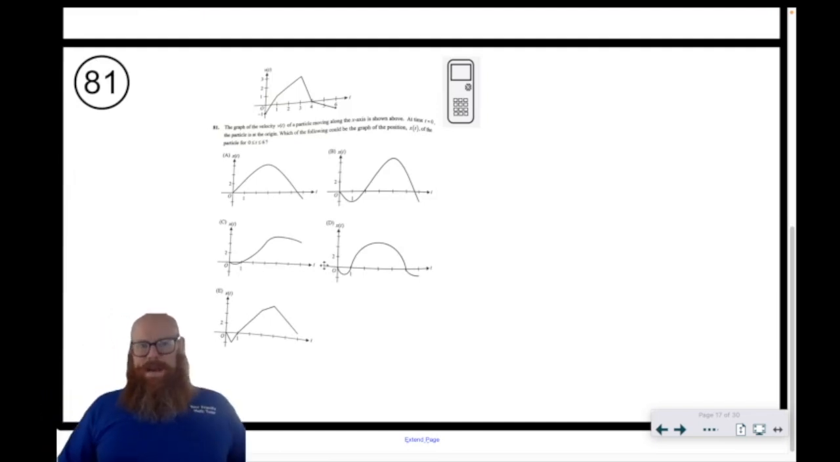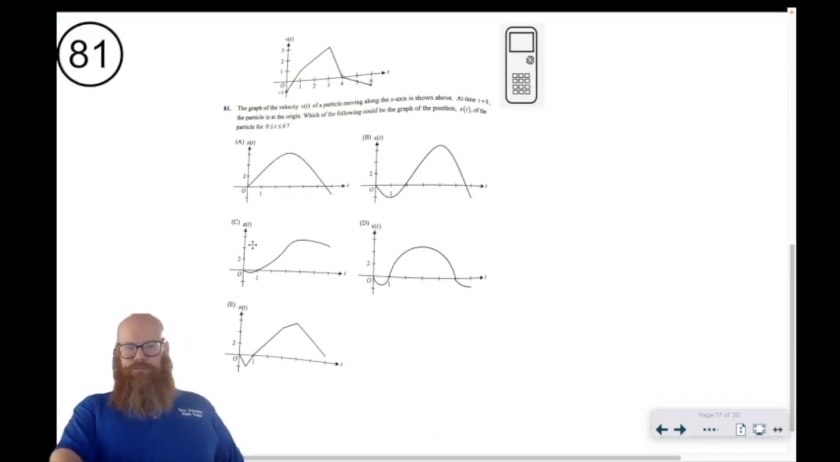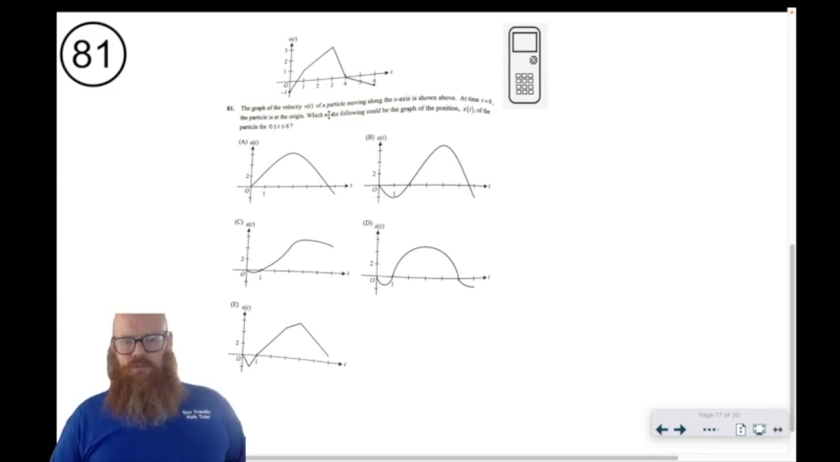All right, number 81. Let's see if I can make this one a little bit bigger. So we got the graph of the velocity here, and we want to know which of the following could be the graph of the position. Well, what I notice is that I have 2 critical points here, and I have a negative velocity, a positive velocity, and a negative velocity. Which means our position should be decreasing, then increasing, then decreasing.